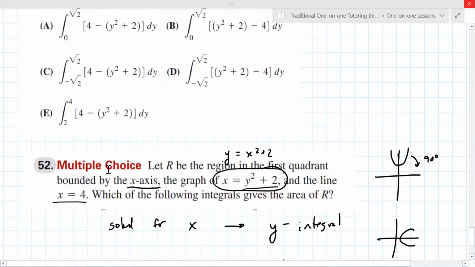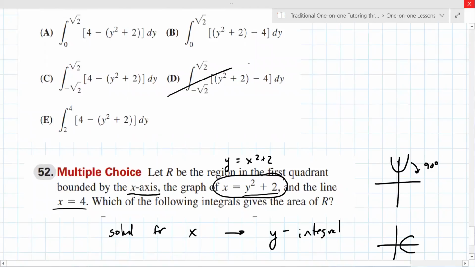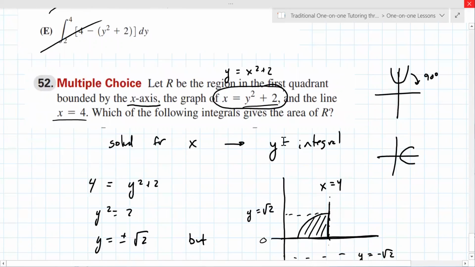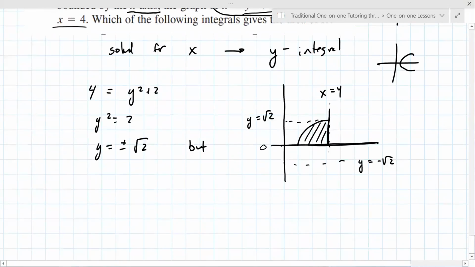So that gets rid of, gone, gone, gone. And then I mentioned this earlier, when you're doing y integrals, it's right minus left. Your right is this 4. So it's going to be 4 minus, what's the x, y squared plus 2? Yeah, y squared plus 2.